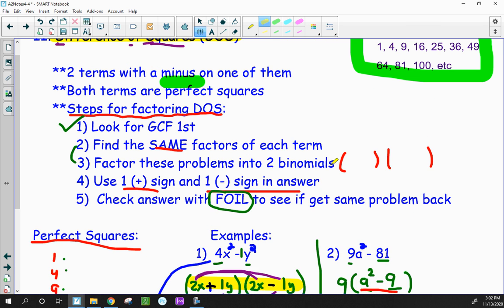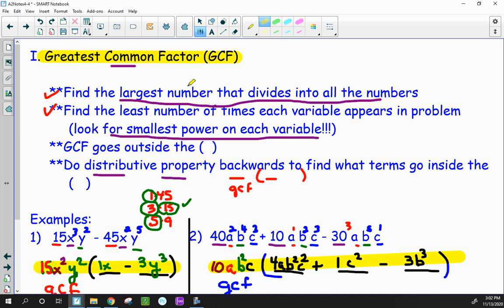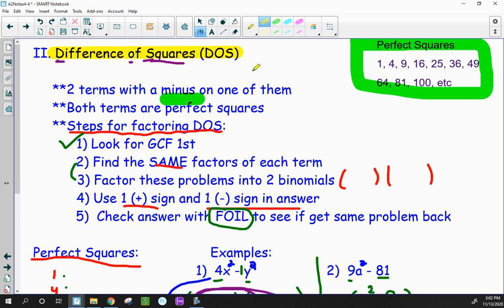Okay, so today we looked at how we do GCF factoring method, how we do a DOS, and your assignment will be based on both parts. Just be careful. Please make sure that you're following your notes and your examples exactly as I've shared with you.